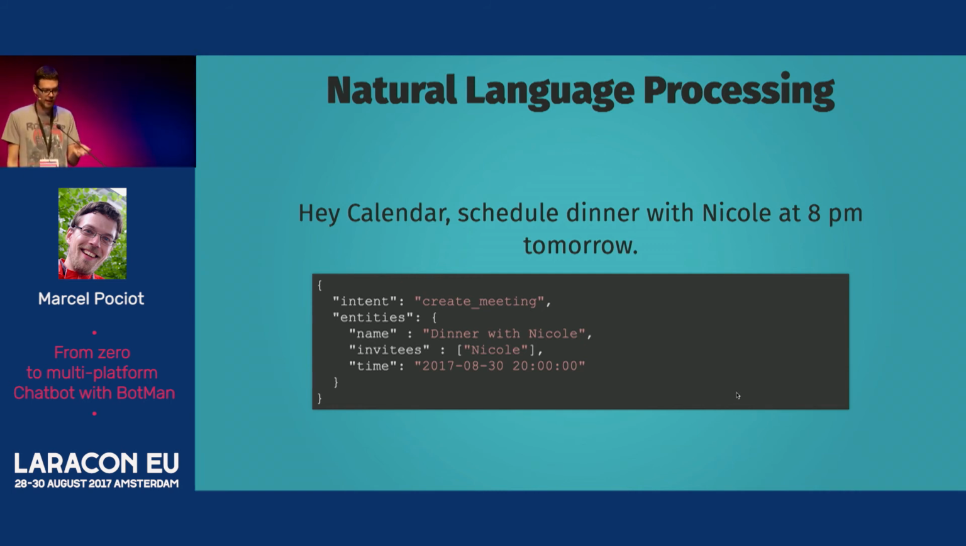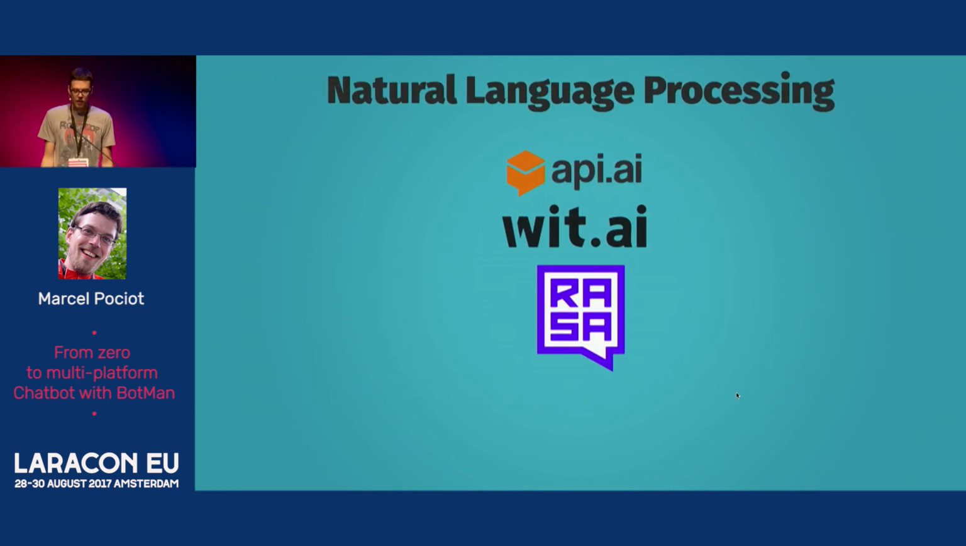In this example, it will tell me the intent of the sentence was that we need to create a meeting. And this intent has the entities: the name is dinner with Nicole, the invitees is an array with just Nicole in there, and the time is tomorrow at 8 p.m. There are a bit more than those three, but those are some of the largest services that provide natural language processing. There's API AI, which Google bought, I think, a year ago. It's free to use. There's Wit AI, and the most interesting to me is Rasa. This is an open source Python package that you can use to host your own natural language processing locally on your machine. So you don't have to give all the user information to a big company if you don't want that.